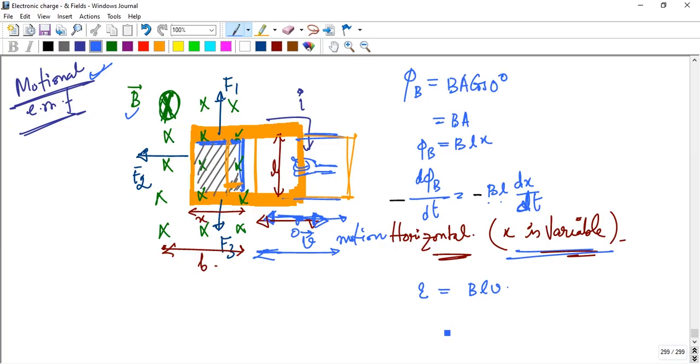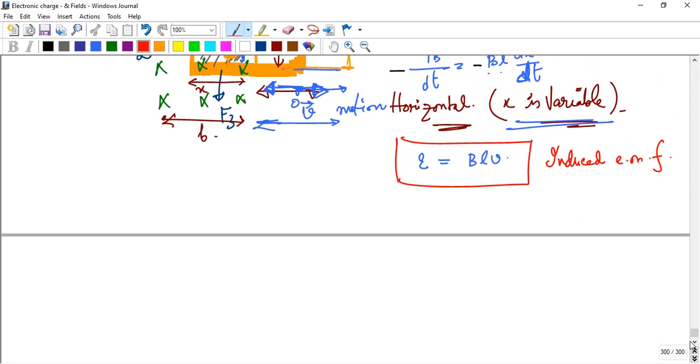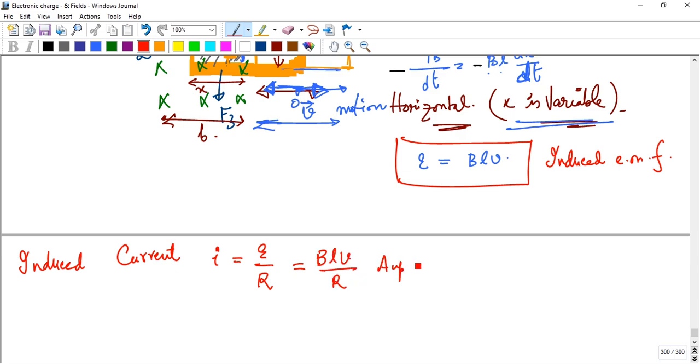That EMF is called the induced EMF, and there is obviously an induced current. This induced current I, from Ohm's law, is equal to EMF by R, that is BLv by R amperes. That is the induced current.